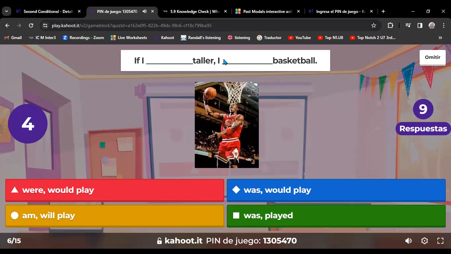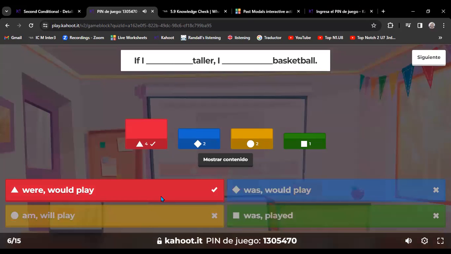Si yo fuera más alto, yo jugaría basketball, ¿verdad? It's the red one, right? If I were taller, I would play basketball, right? Okay, so you have a "if I", en primer espacio, iba where: if I were taller, I would play basketball. Si yo fuera más alto, yo jugaría basketball.